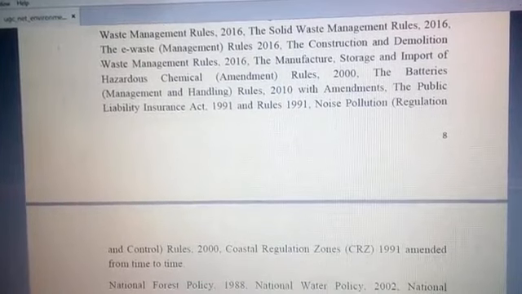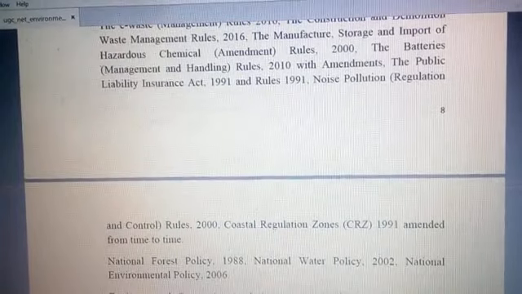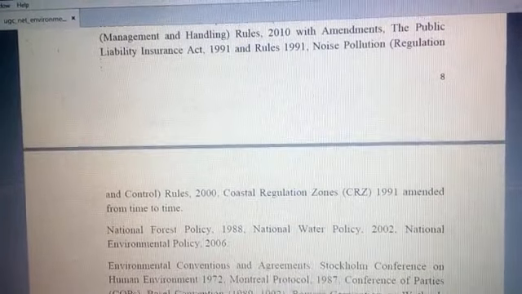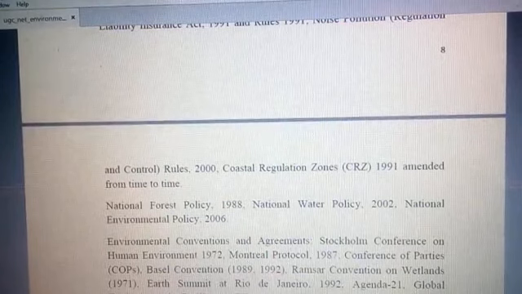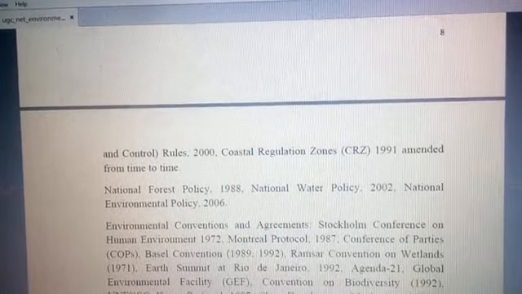Coastal Regulation Zone CRZ 1991 amended from time to time. National Forest Policy 1988, National Water Policy 2002 and National Environmental Policy 2006.